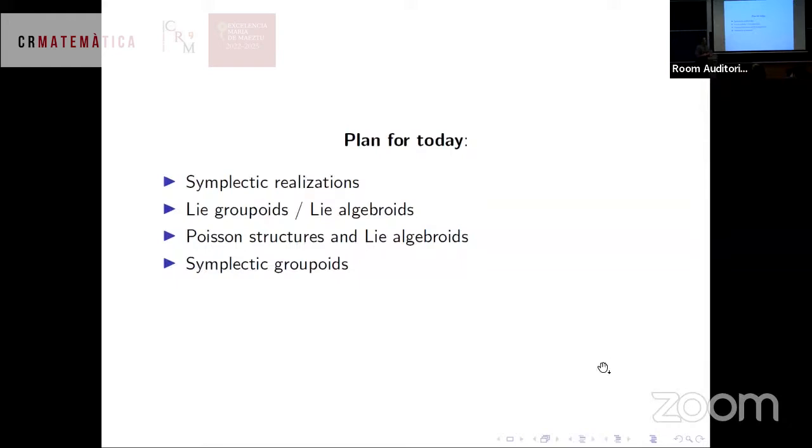These will probably be boring for those who know what Lie algebroids and groupoids are, and possibly not very useful for those who don't know at all what groupoids and algebroids are, but I'll do my best to at least highlight the main points. And then I'll go back to Poisson geometry and tell you about the connection between Poisson structures and Lie algebroids. There are a few connections. And then hopefully I'll get to symplectic groupoids. Okay. All right.